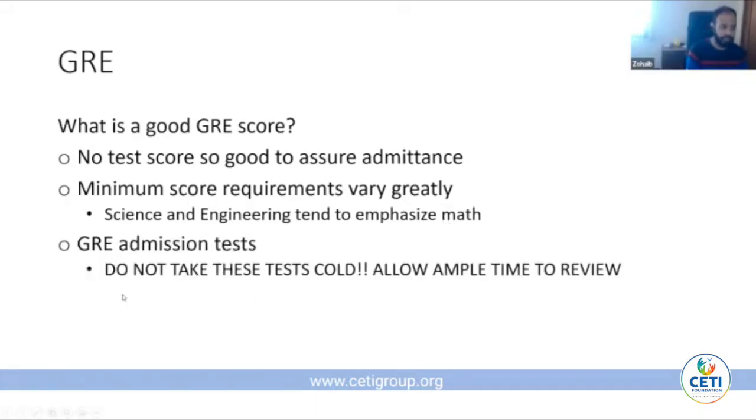And the last thing I would say about the GRE is do not take these tests after preparing for just a couple of weeks or so. If you're not well prepared, do not take these tests cold. So allow ample time to review and prepare, as this is a very important exam. And again, I'll show you the timeline, when I think you should give the GRE and when you should start preparing, in the later slides.